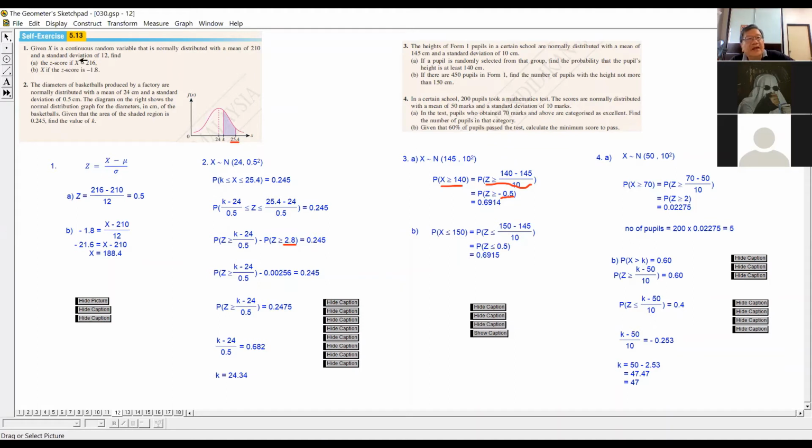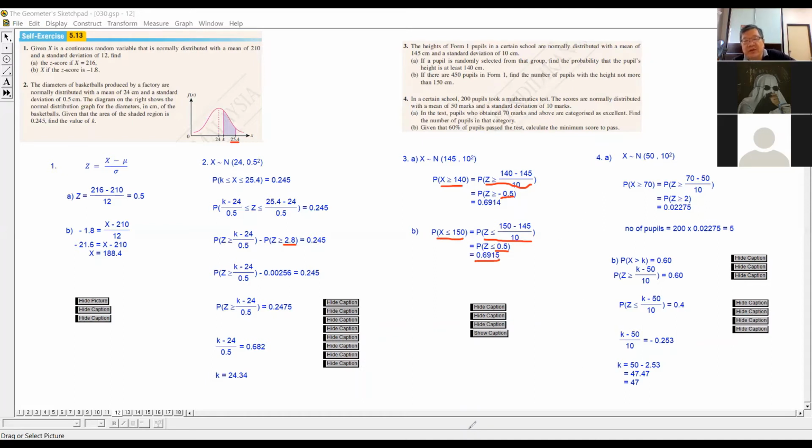Probability of the student less than 150, we convert to the Z-score. Less than 150 means Z less than (150 minus 145) divided by 10. Oh, very simple. Z less than 0.5. So using your calculator, find the value of the probability Z less than 0.5. This will give you the probability of X less than 150. Finally, you found out this answer.